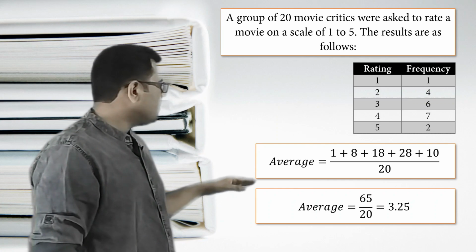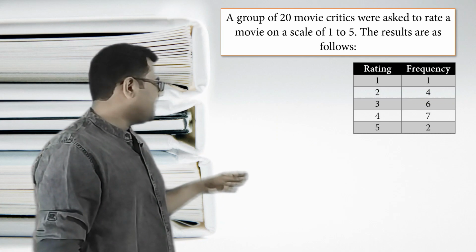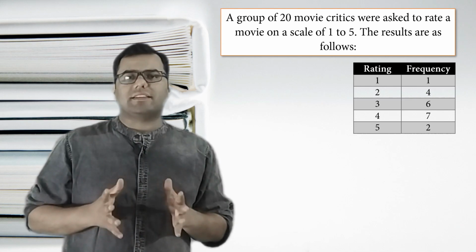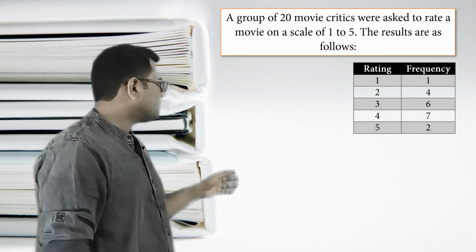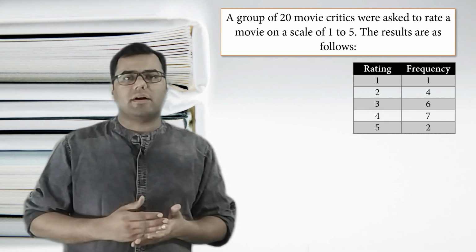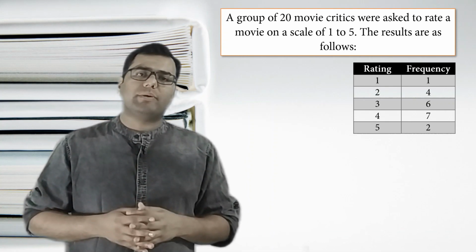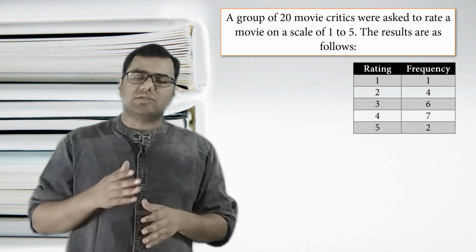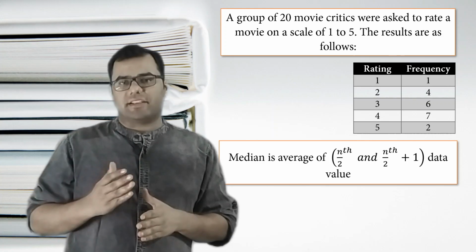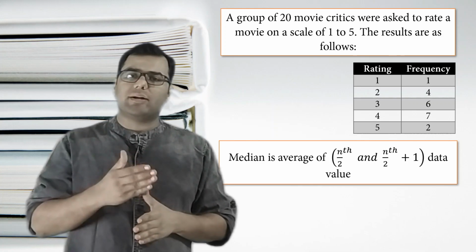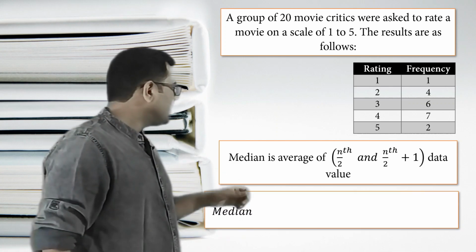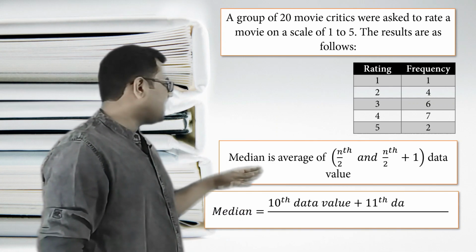Second, someone may ask you what is the median of this data set. Now again, how many data values are there in our problem? Total 20 data values are there in our problem. That is an even number. So our median shall be the average of two middle numbers, and these two middle numbers are the n by 2 and n by 2 plus 1th. N by 2 is 10, n by 2 plus 1 is 11. So the median is going to be the average of the 10th data and 11th data.